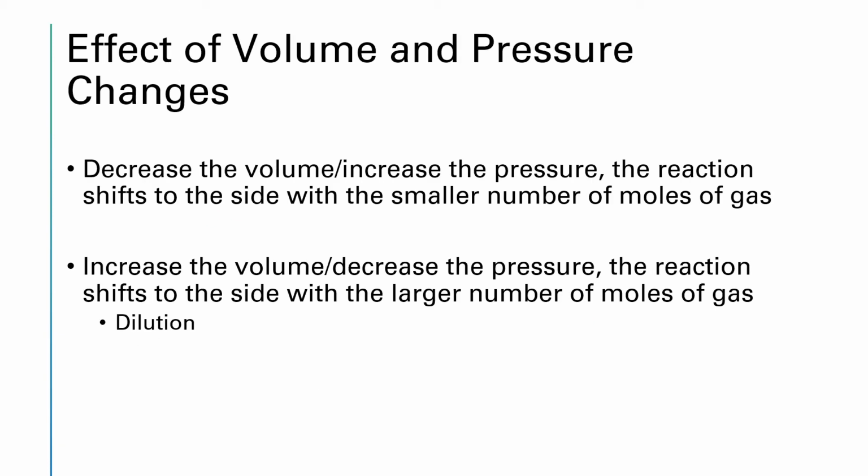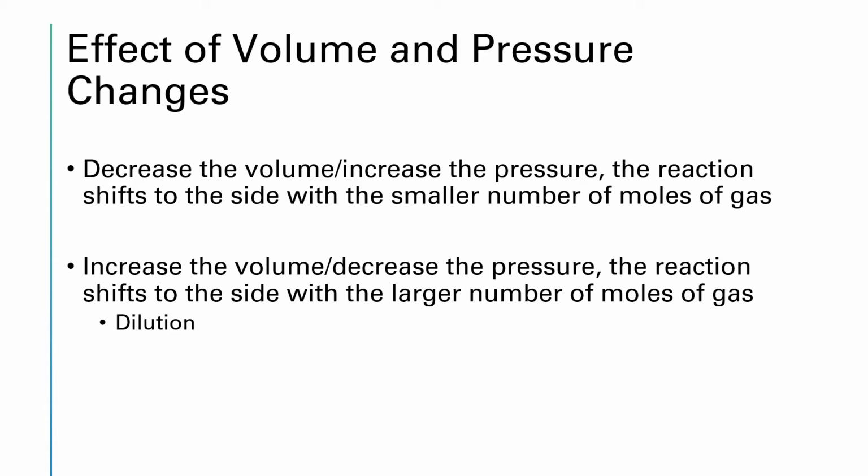Changing the volume and the pressure is usually applied to gases. So we're thinking about situations where the gas is in some sort of a movable container, such as a piston in a cylinder or a syringe. So if we have a situation where we decrease the volume or we increase the pressure, there's less elbow room available to the gas particles, and so the equilibrium will shift to the side that has the smaller number of gas particles.